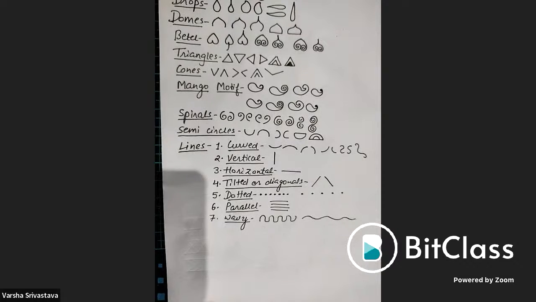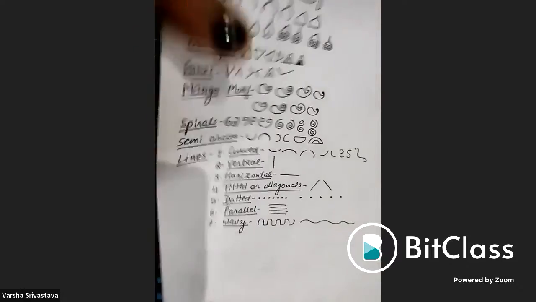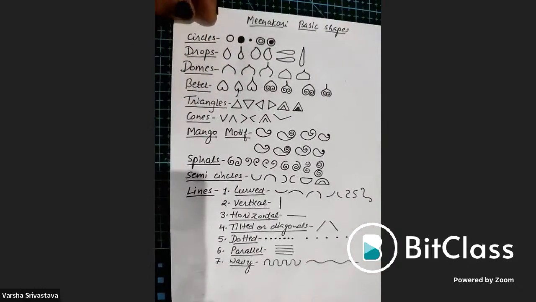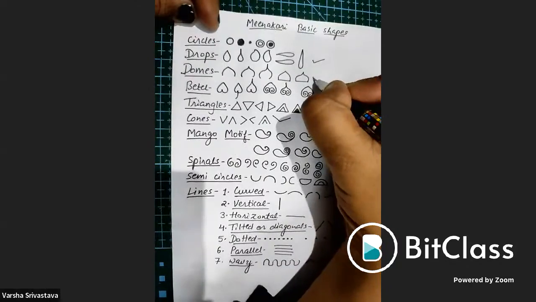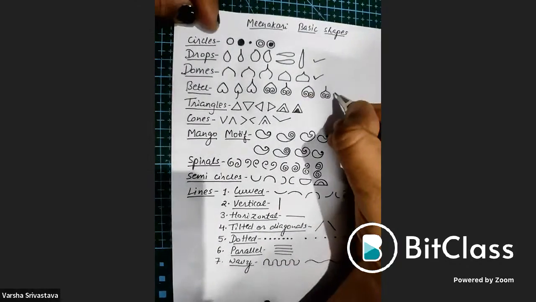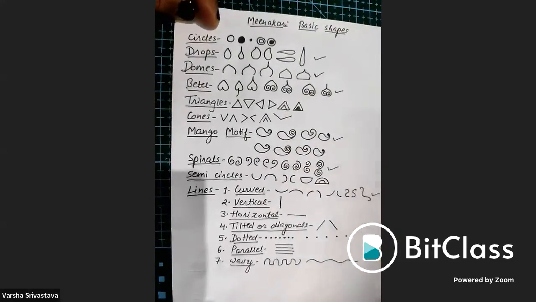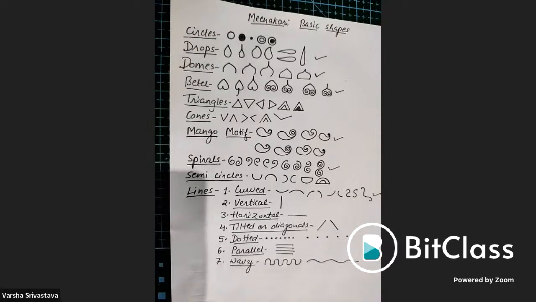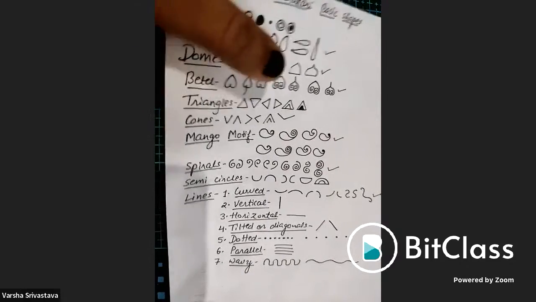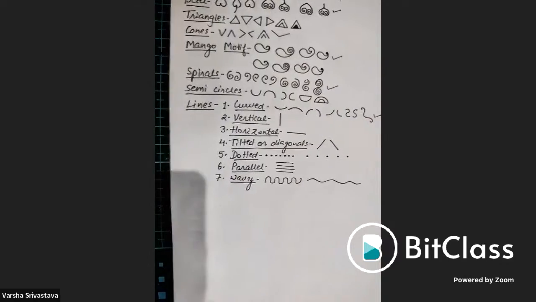And now I'm going to tell you which shapes are very, very important, because we are done with the shapes and we will be proceeding with the borders. So I'm going to tick mark a few of the shapes. First one is the drop. Second is the dome. Third is the beetle. Then we have the mango motifs, the spiral, and the curves. So you have to practice these shapes multiple times because these are extremely important. Though all the shapes are important, a lot of shapes are universal. You must be knowing how to make those shapes, but these shapes are different and very important. Okay. All right. So let's proceed with the basic borders now.